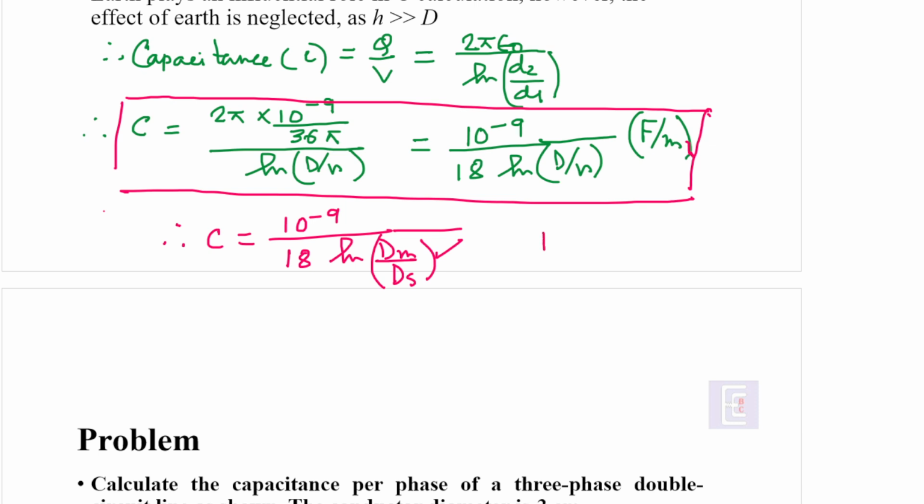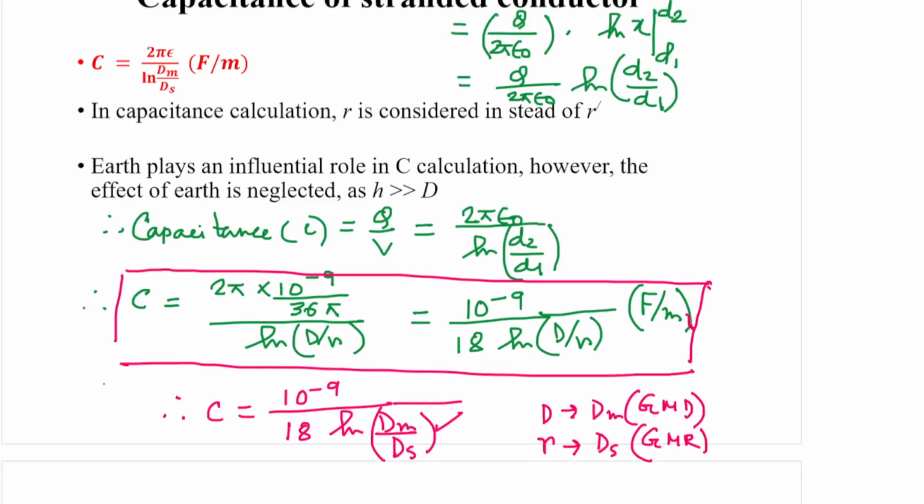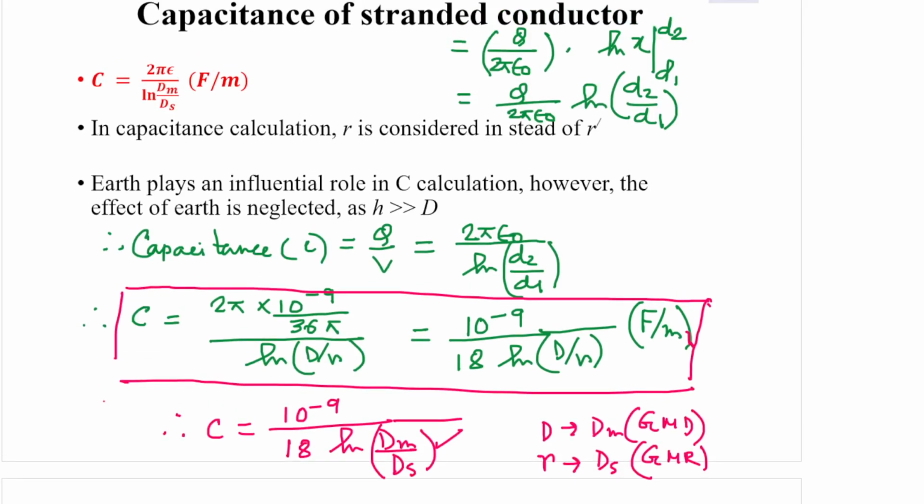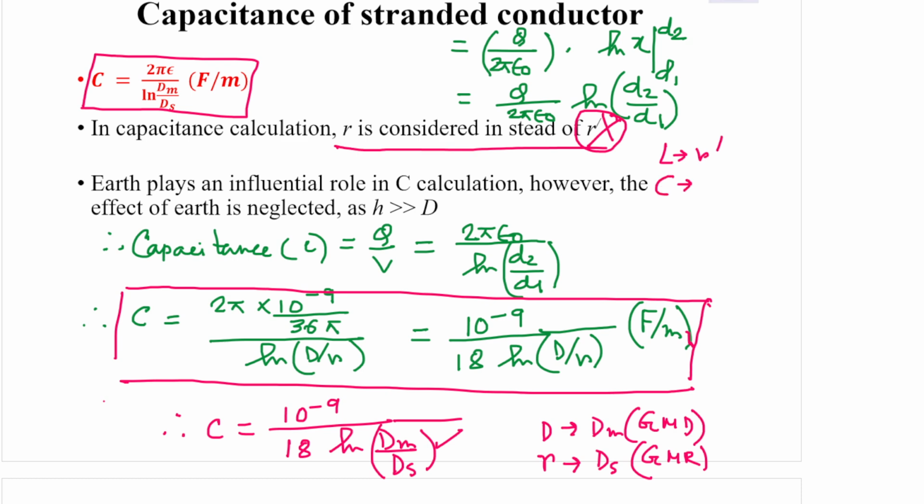D is replaced by dm, which is called GMD, and r is replaced by ds, which is called GMR, or self distance. So this is the formula of capacitance we have derived. Now you must remember this fact: in capacitance calculation you must consider r. You should not consider r dash. In case of inductance you always consider r dash, but in capacitance you must consider r.